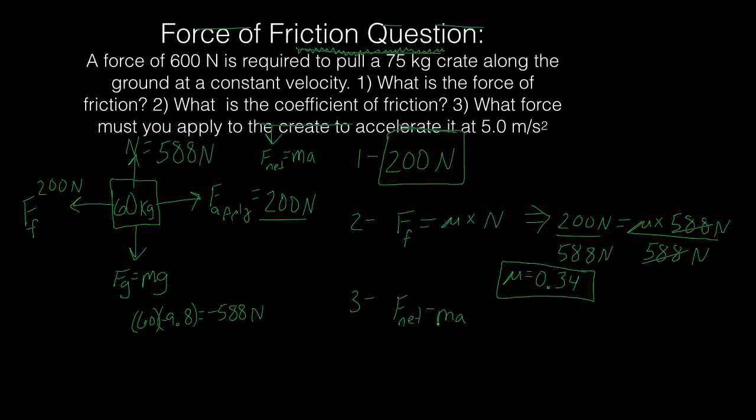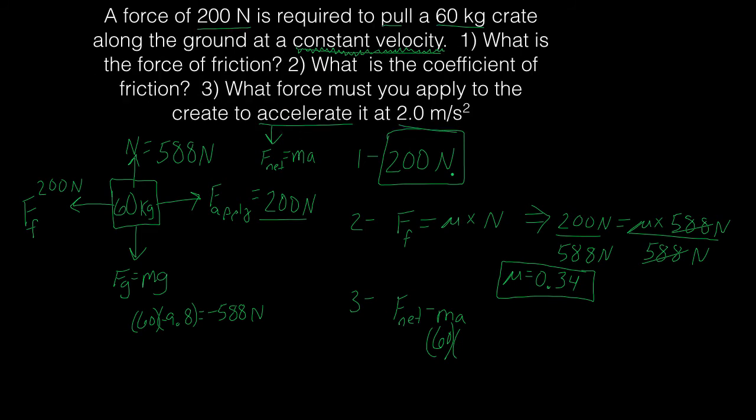Okay, we know the mass. The mass of the object was 60 kilograms, so 60 is what I'm going to put here. We know the acceleration because it told us in the problem that acceleration was 2 meters per second squared. And so I'm just going to put that 2 right there. And so my force net is equal to 120 newtons.